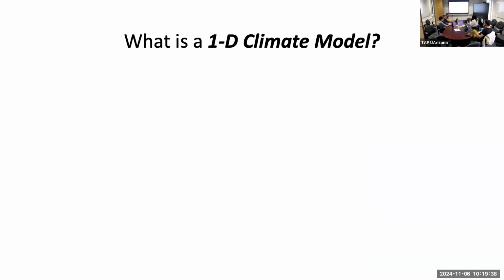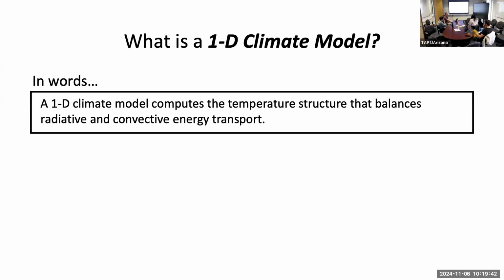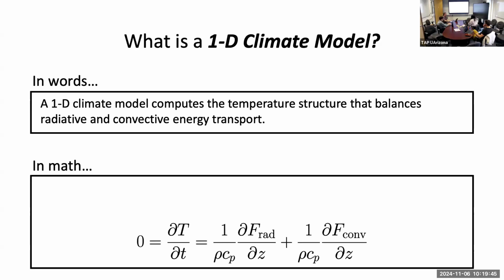And also we're going to talk about climate modeling. So what is a one-dimensional climate model? In words, it's a one-dimensional climate model, and it computes the temperature structure that balances radiative and convective transport. It solves a system of partial differential equations. Well, this is actually just one partial differential equation.